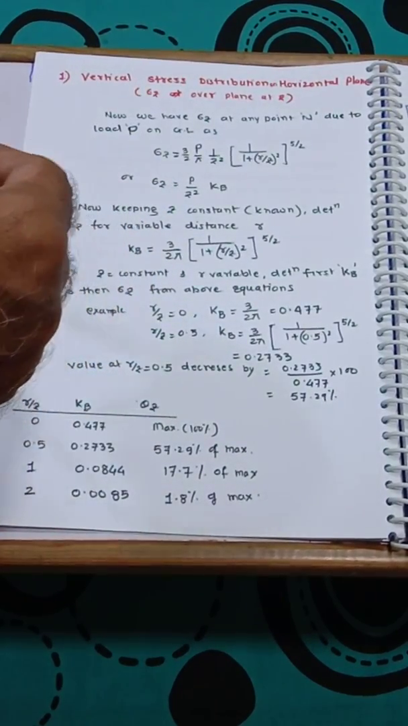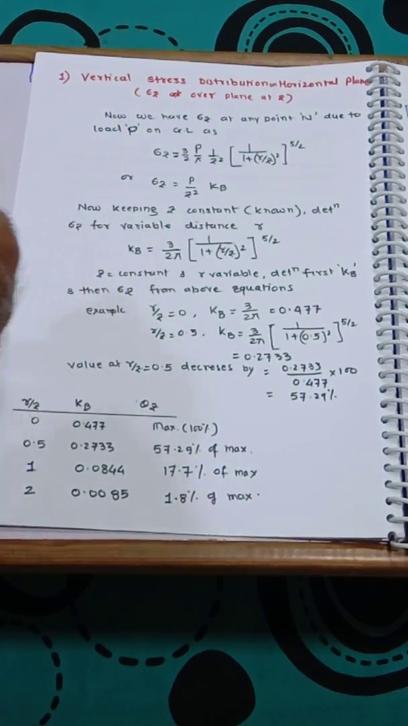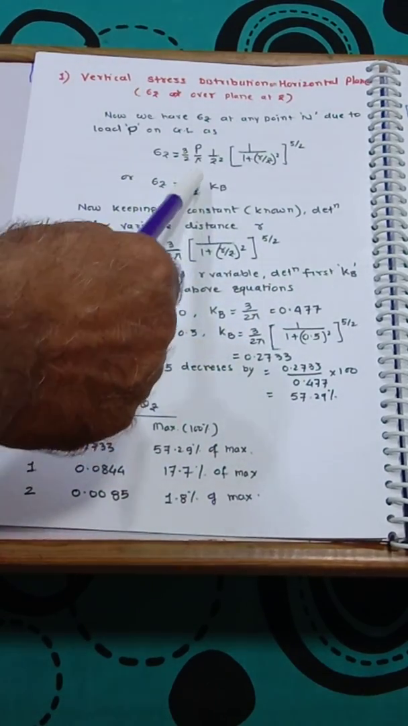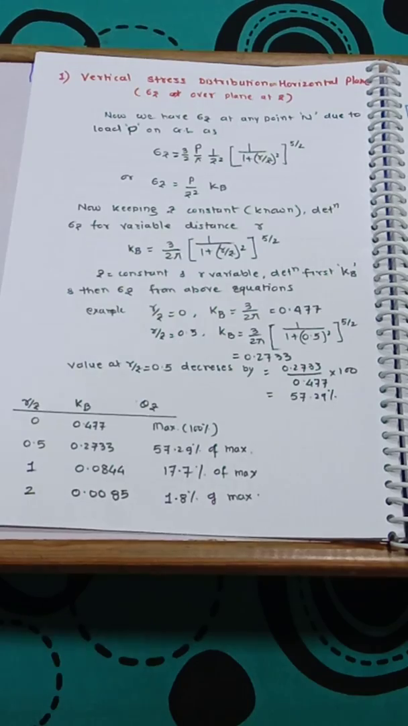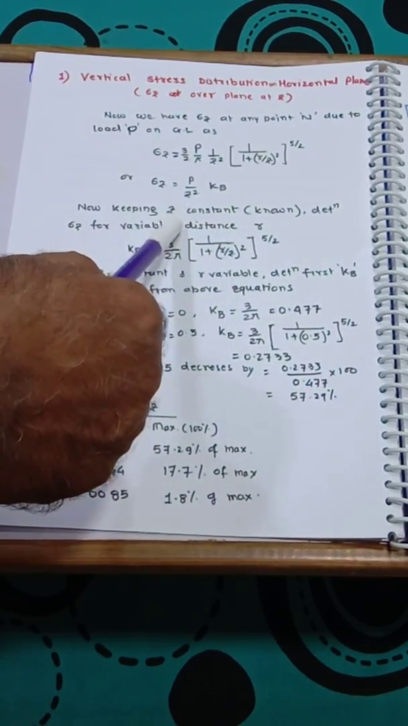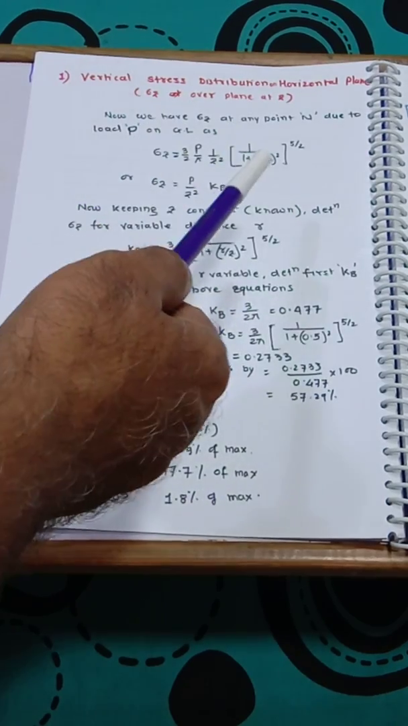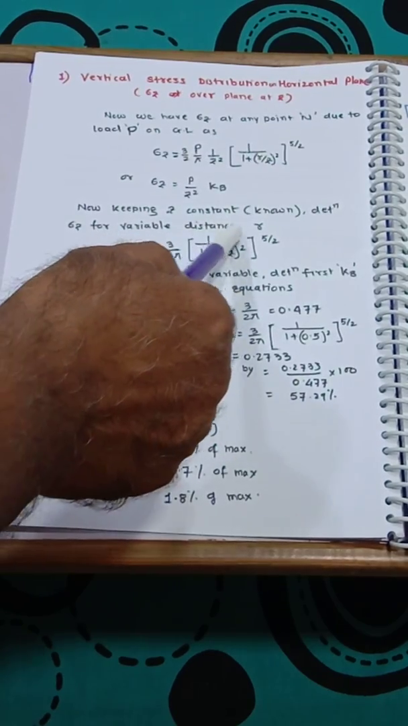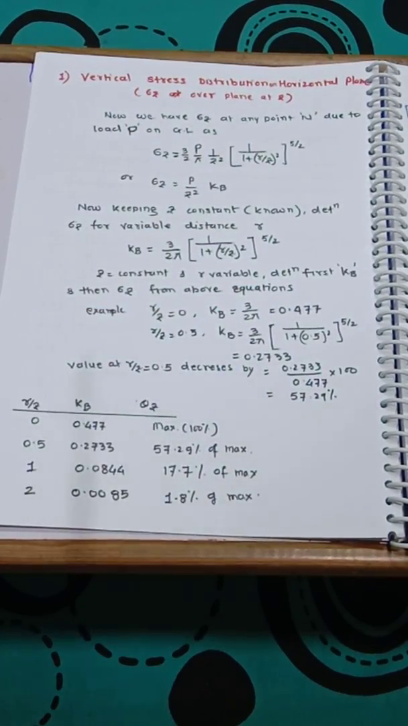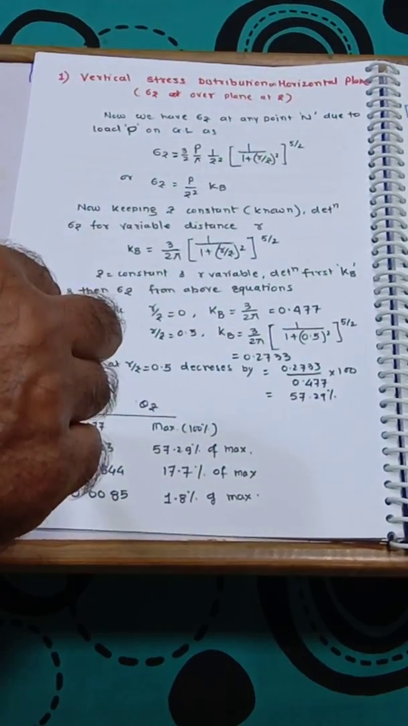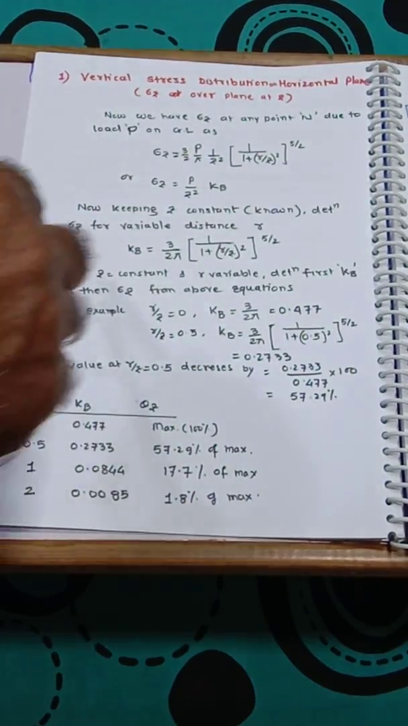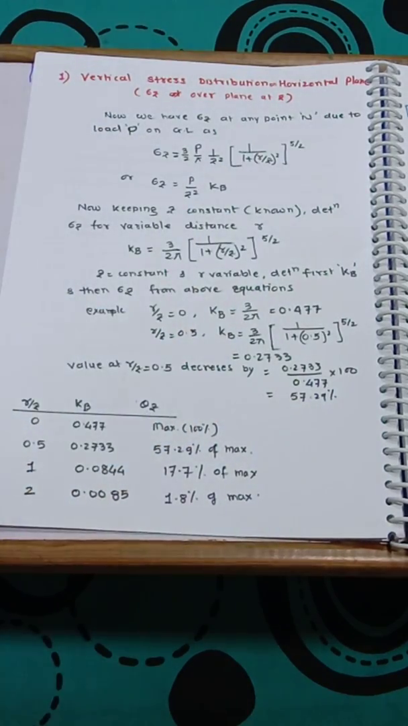You can see the expression. This is the basic expression we just wrote in short form in terms of the influence factor. Now, keeping the depth z constant, or known, we will find sigma z for a variable distance r. If I vary the distance, we get sigma z. One thing we must keep in mind is that sigma z is always obtained in the vertical direction, along z.